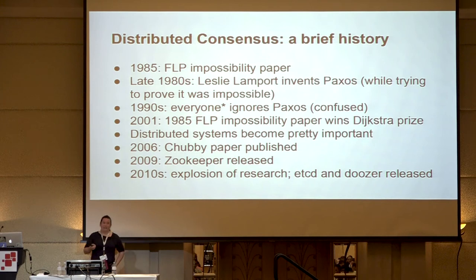So along comes the late 1980s, and a guy called Leslie Lamport, very, very smart distributed systems engineer. And he invented Paxos while he was trying to prove it was impossible. So he failed there, but he did invent a really cool protocol. The problem was it was ahead of its time. In the late 1980s, computing wasn't where it is now. People were still building giant monolithic, mainframe-esque systems at that point. And so distributed consensus was almost a computer science curiosity.